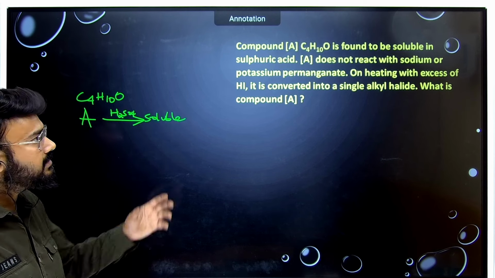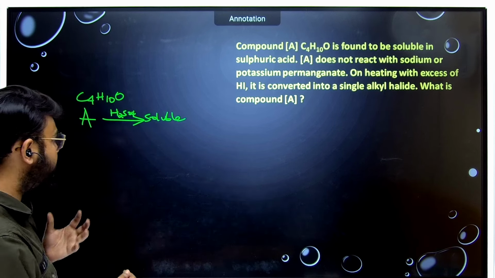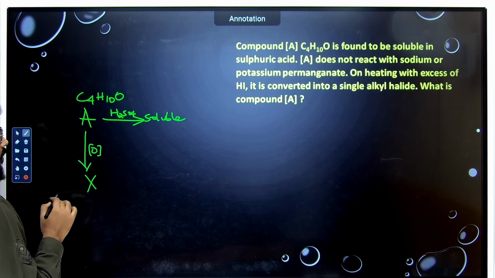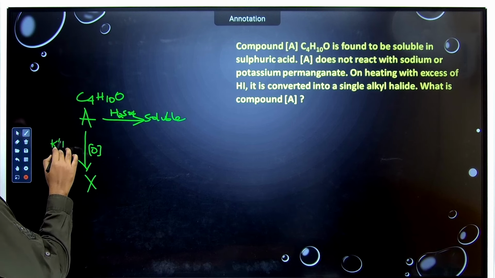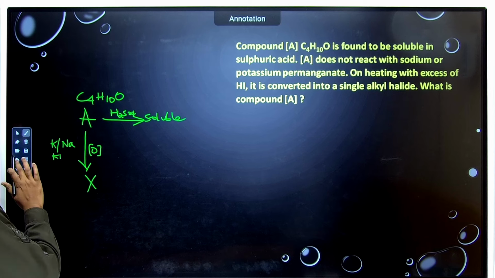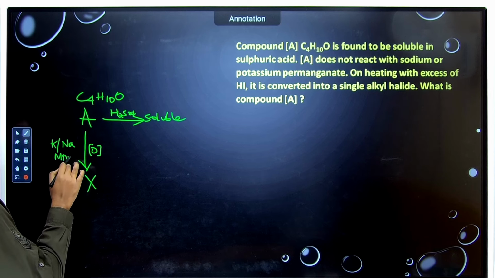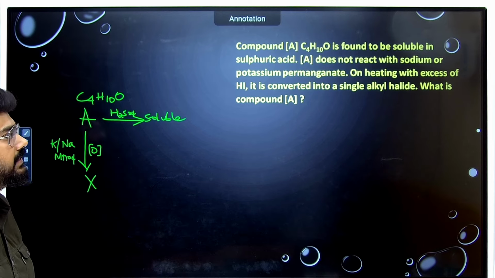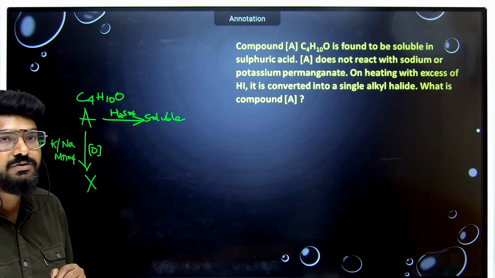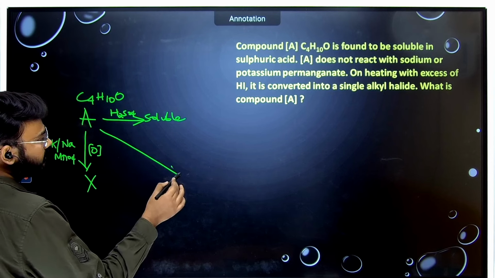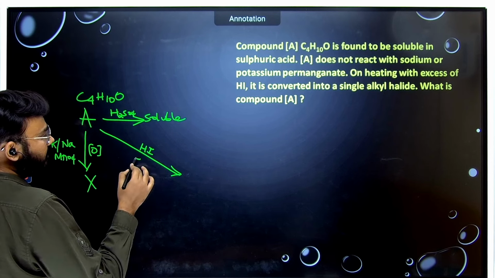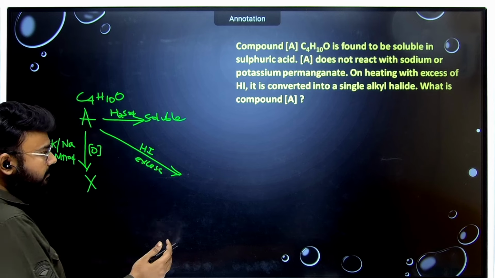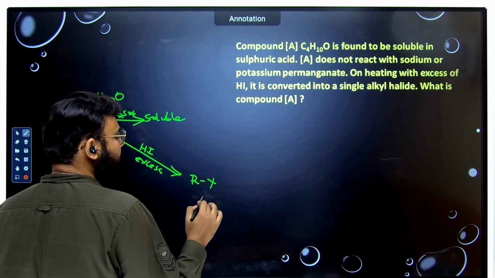Second, it says it does not react with sodium or potassium permanganate. It means it will not undergo oxidation with sodium or potassium permanganate. There will be no oxidation. Now the question says on heating with excess of HI, it means if you heat this with HI in excess, it forms only one type of alkyl halide. So only one type of alkyl halide will be formed.